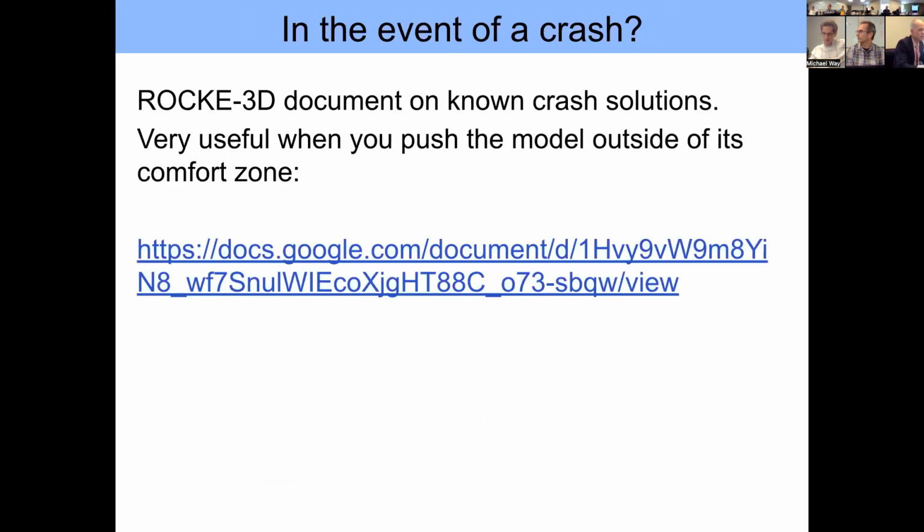I'm just going to skip over to that slide and then go to the crash. As you probably understood, the model is not perfect. It was written for Earth and then modified for arbitrary planets, so there are a lot of cases when it will not work or will not work very well. Often it will crash, and we try to collect the most usual situations in which it crashes in this document, which is referred to here. But if you don't find an answer here, feel free to ask us.